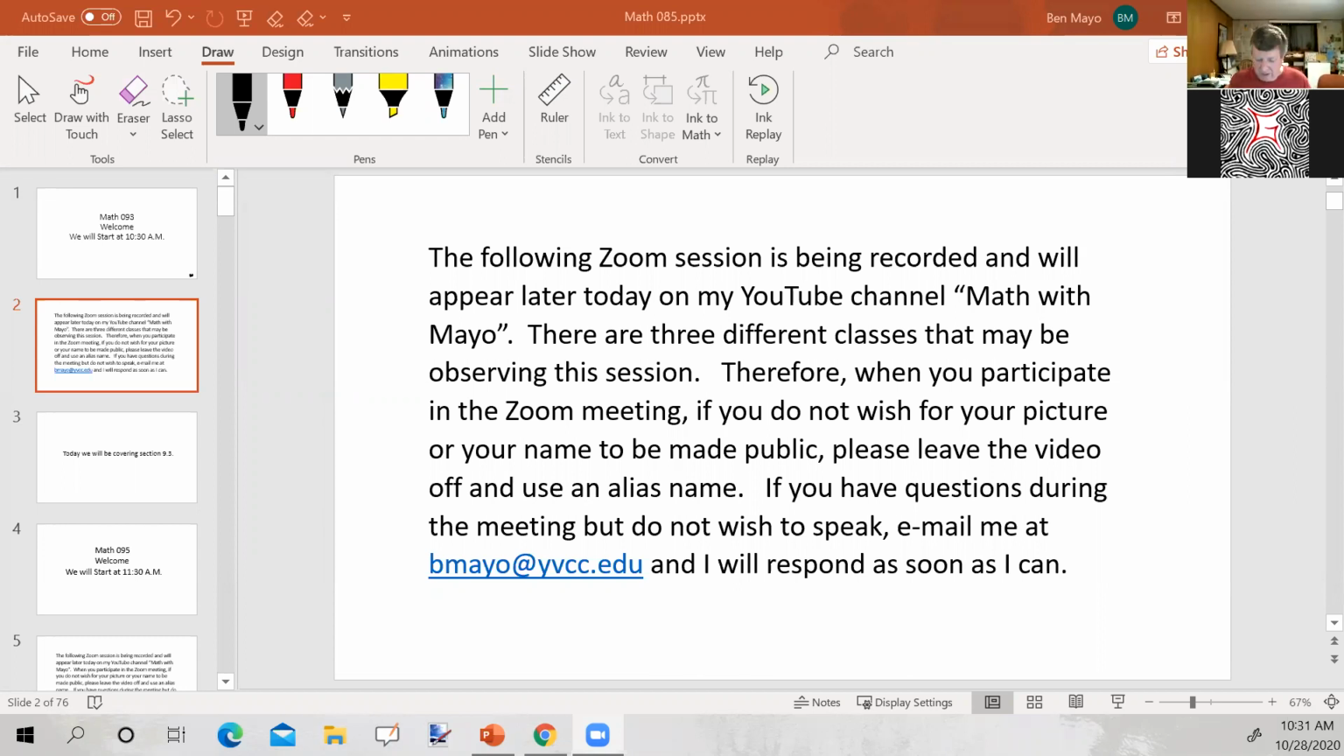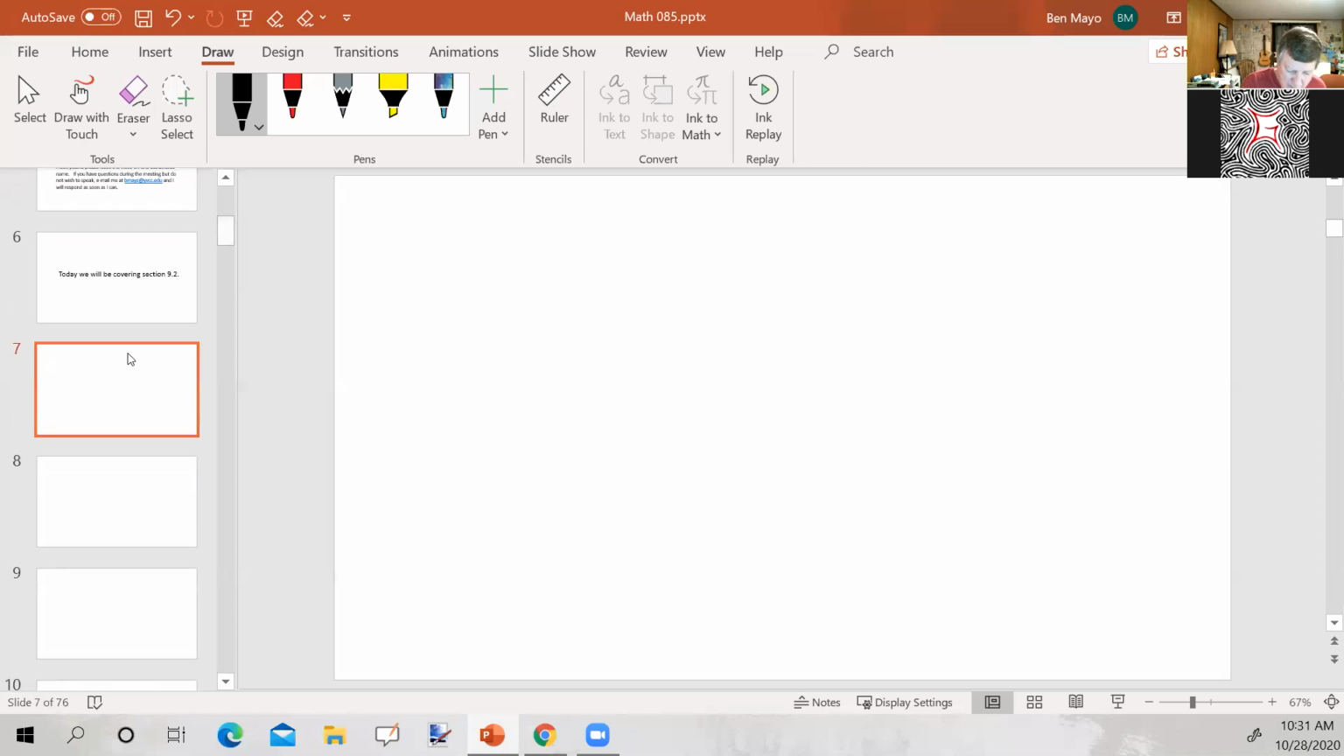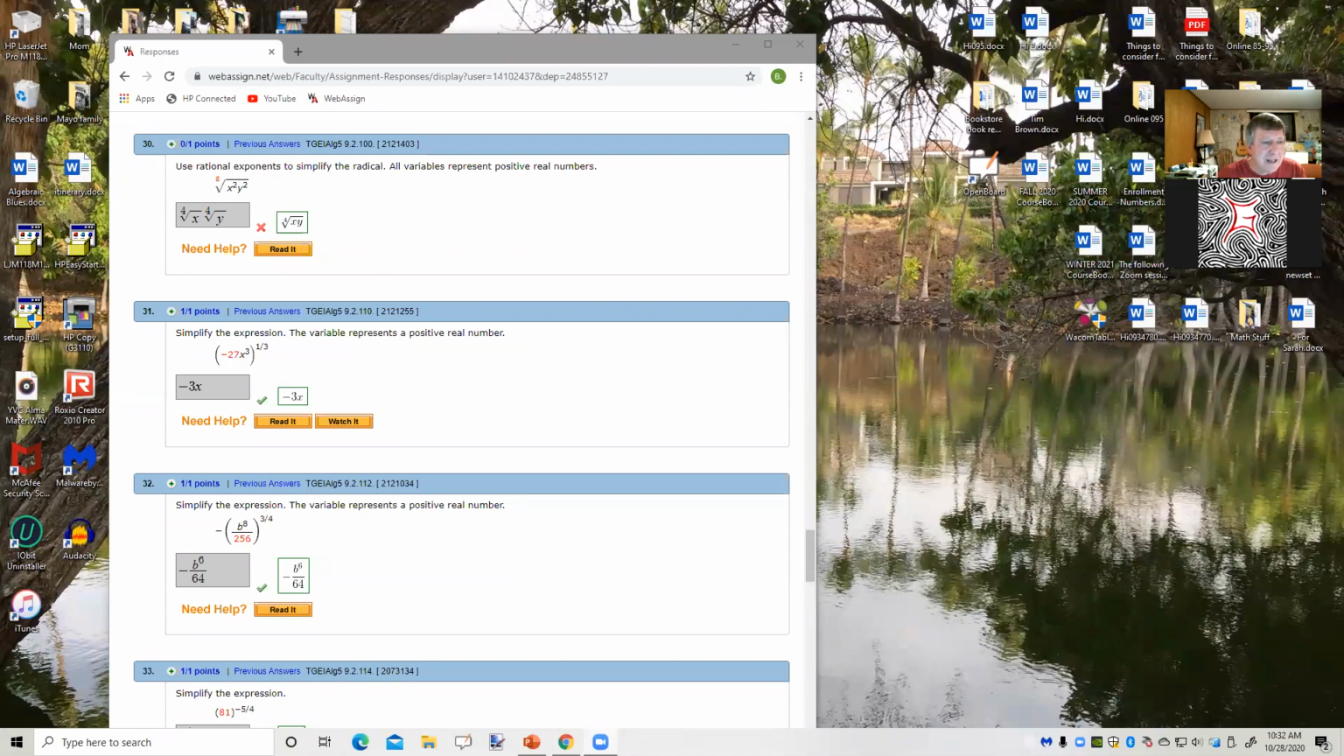All right. So after going through quite a few questions from section 9.2, which we'll do here shortly, we're going to go on to section 9.3. Okay, so the first question we're going to look at is from WebAssign, section 9.2, problem number 30. Actually, the answer that the student has isn't wrong, it just isn't finished yet. And we're going to take a look at that.